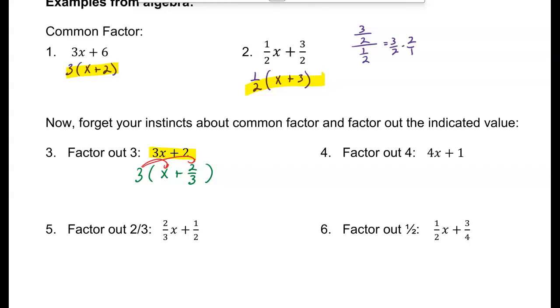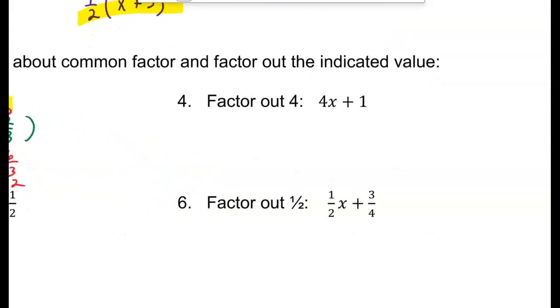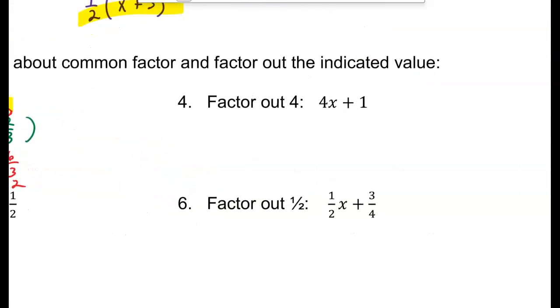So if I distribute it, well, 3 times x is 3x. 3 times 2/3 is 6/3. That's 3x plus 2. So did we factor the 3 out correctly? So notice, what number did I factor out? Did I factor out the 2 or did I factor out the 3? Okay, perfect. Okay. Next one. It says factor out 4. Who thinks they got this one for me? If I factor out a factor of 4 on this one. John, what do you got?